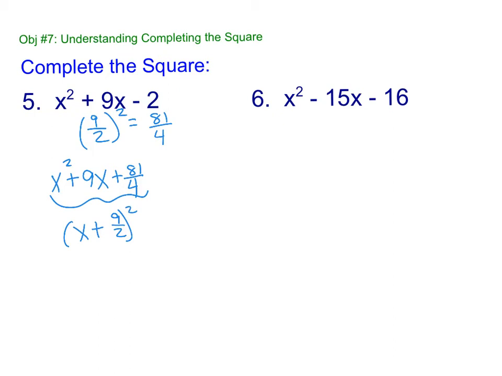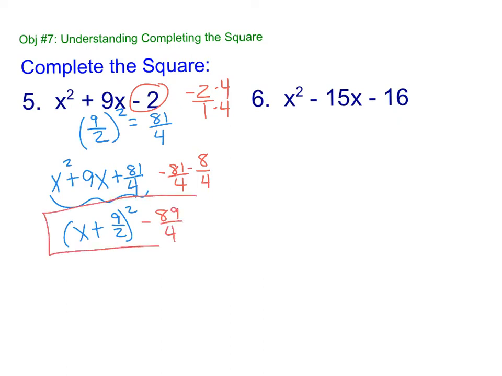Because 9 over 2 plus 9 over 2 is 9. Half of something. And then we added 81 over 4, so then we have to subtract the 81 over 4. And we have to combine that with negative 2. But we have negative 2 over 1. We want a common denominator. So the common denominator is 4. Whatever I do to the bottom, I do to the top. So that's a negative 8. Put that together, negative 89 over 4. So I know these are a little scary, but they're really not that bad. Do not use a calculator. You can use your brain on these.